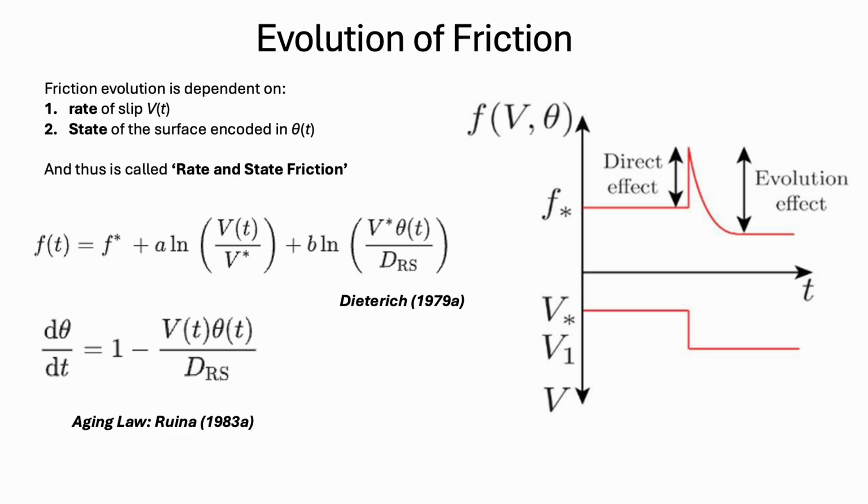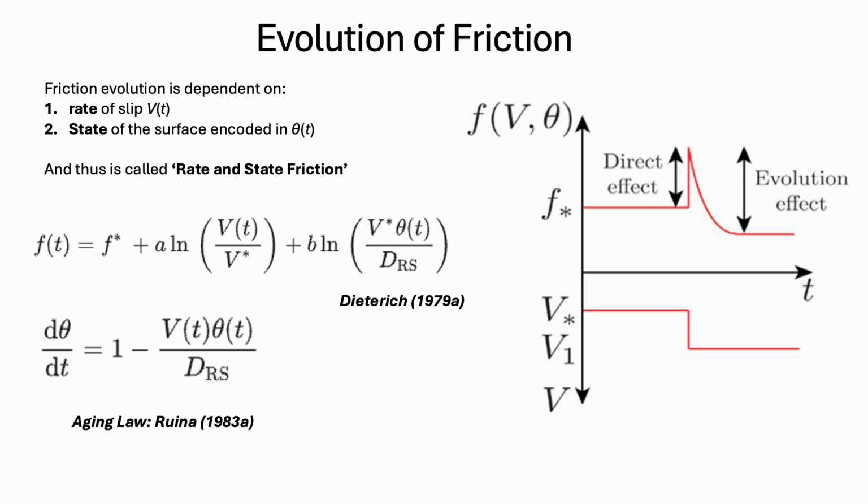And over here on the right, she gives you a good understanding of the empirical relation of rate and state friction. So initially the friction is at a reference value, and with time, all of a sudden you change your velocity from reference velocity V star to V1, and friction jumps to a higher value. This is called the direct effect.